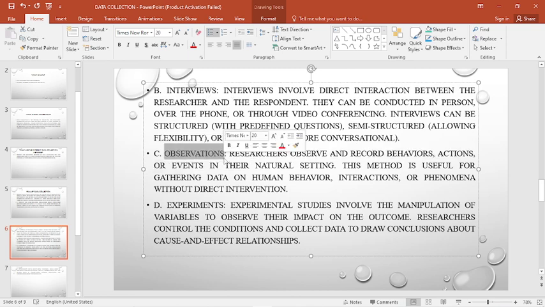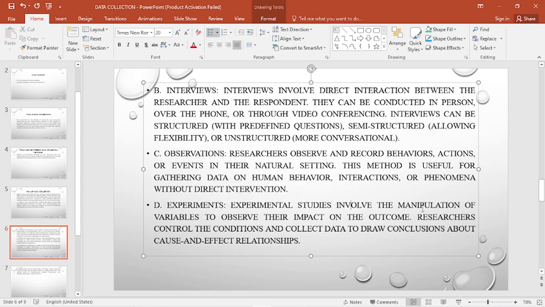Next, observations. So how are you going to observe the data? It means you are going to observe the location, observe the person, and collect the data. Researchers observe and record behaviors, actions, or events in their natural settings. This method is useful for gathering data on human behavior, interactions, or phenomena without direct intervention. For example, if you are collecting medical data, you are going to observe that patient and the behaviors that person exhibits. So you can understand what the consequences are going to be, evaluated with the help of observation.